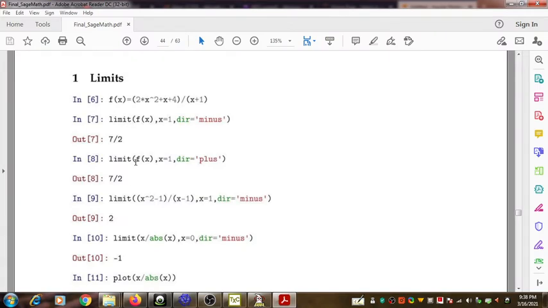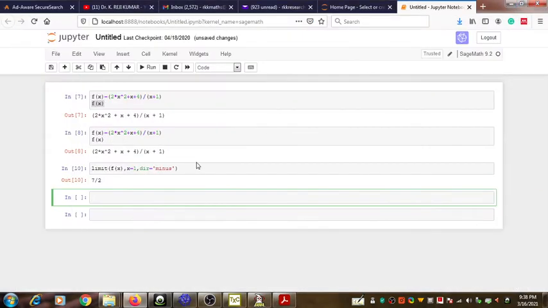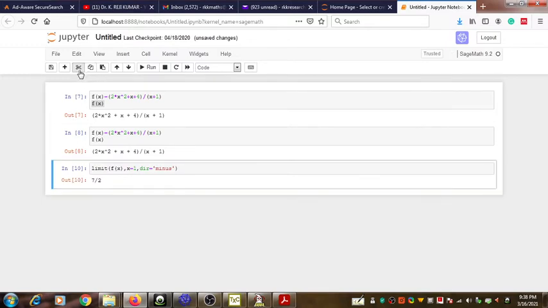With x equal to 1 and direction dir equals minus, it doesn't show any error. The answer is there in the output cell. The system has calculated that limit, and we can see it here.